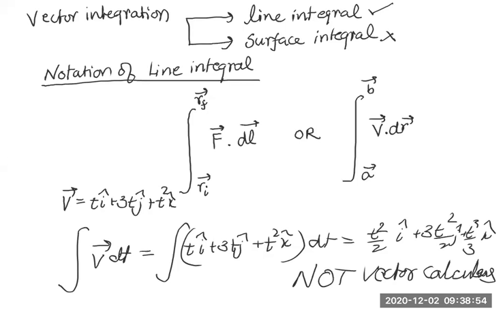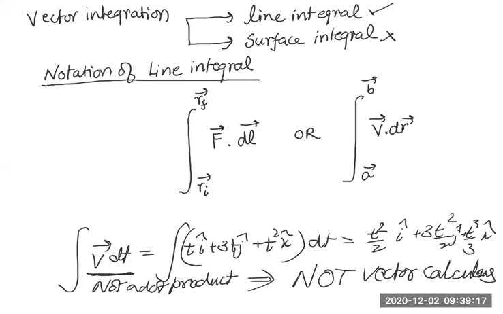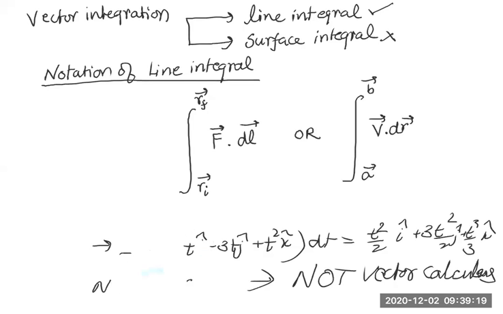But vector calculus is something different. Vector calculus is something that I've written on top. So this is not a dot product, and since this is not a dot product, therefore this is not vector calculus. So let me just rub this out. So please never be confused.